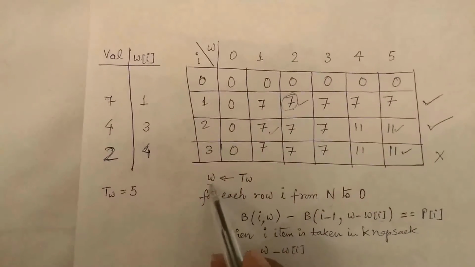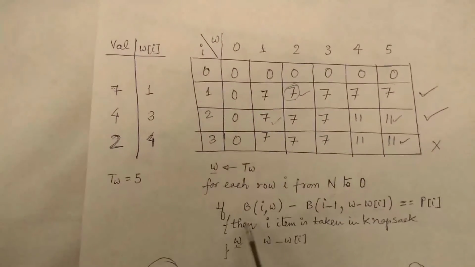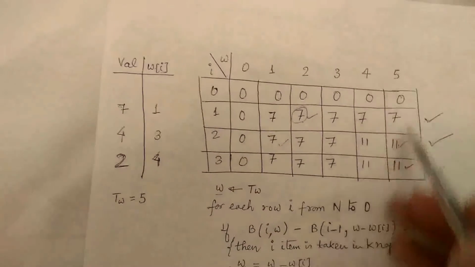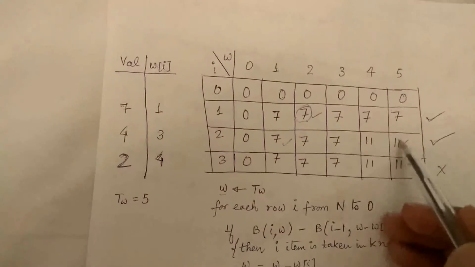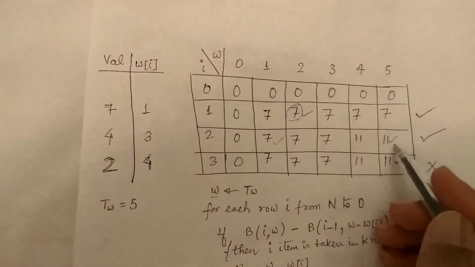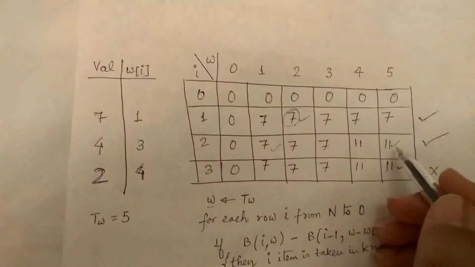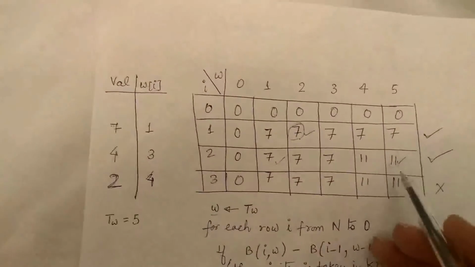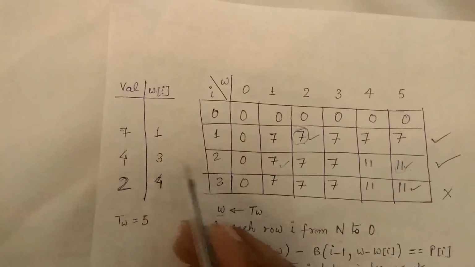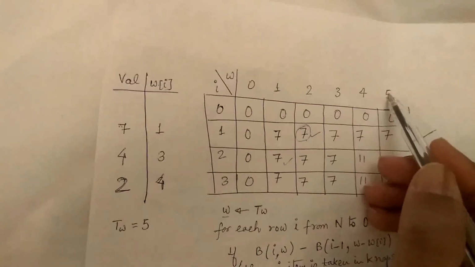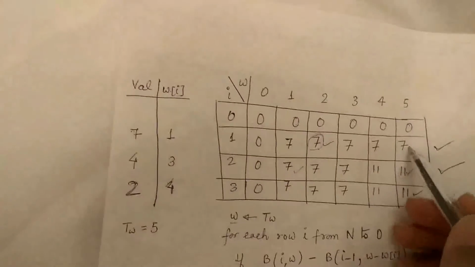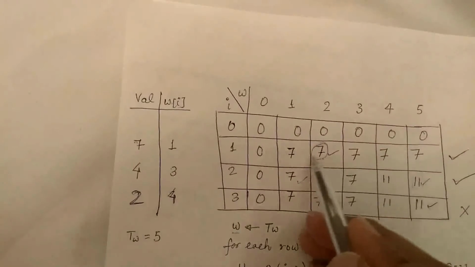Since W is not changed here, because this condition is false, the column is the same, and we move to the next row, that is the previous row. In this row, we'll again follow the same rule. What is the current weight of this row? The current weight is 3, and this is 5. 5 minus 3 is 2, so we look at column 2 in the previous row.